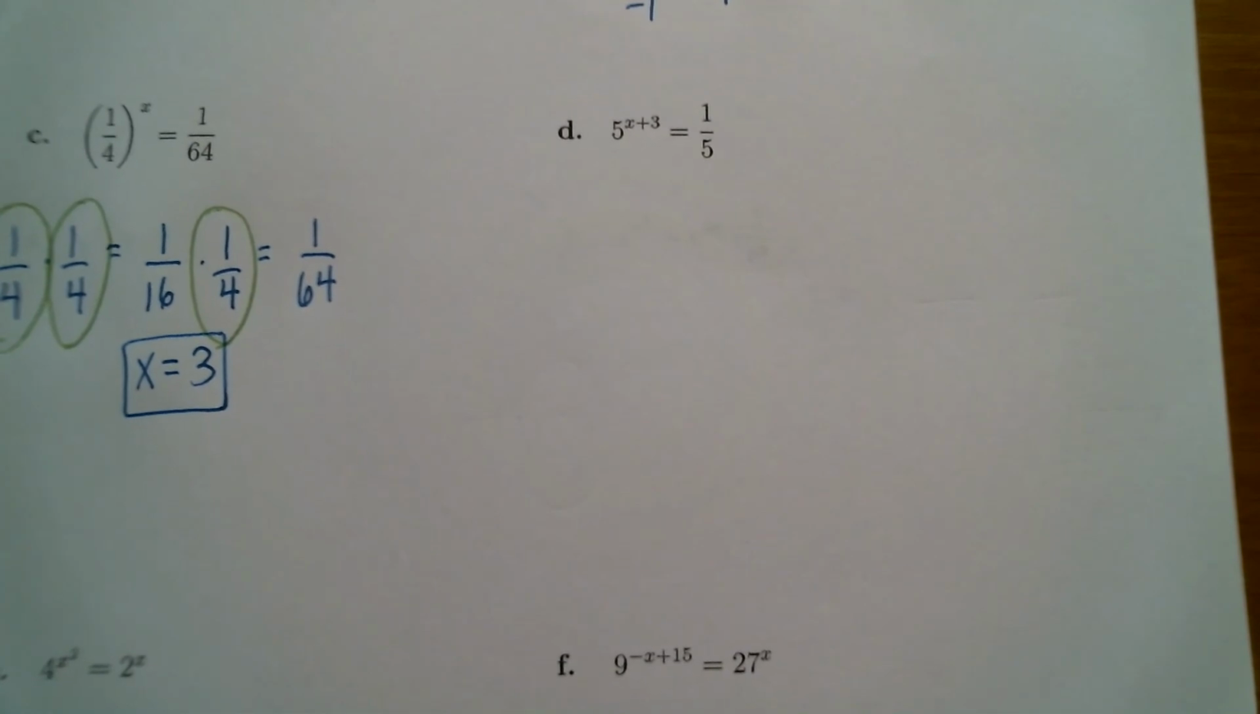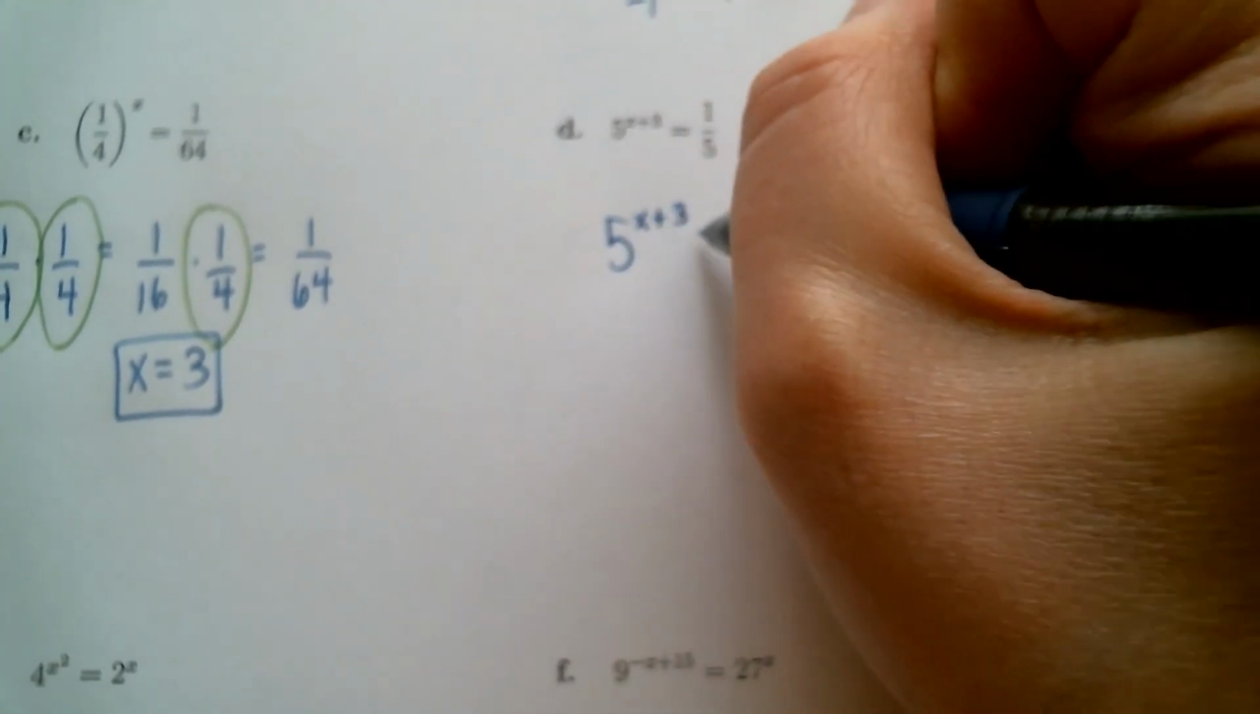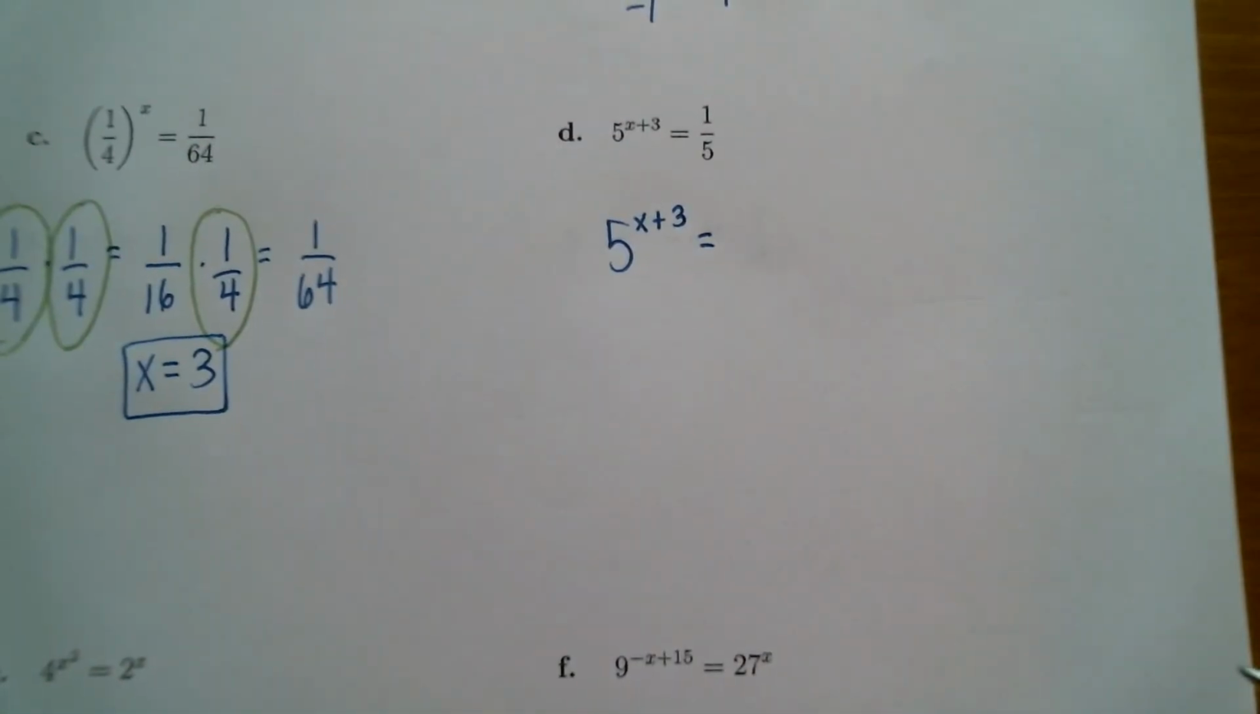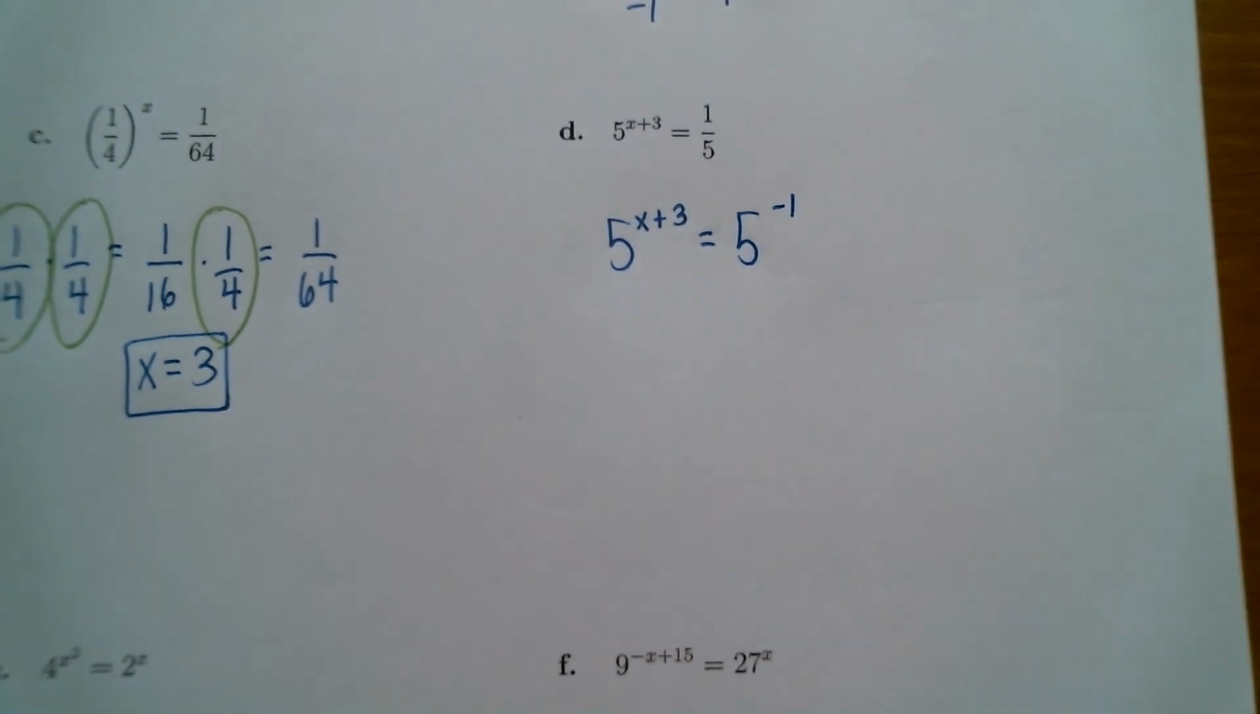Okay, so the easiest thing to do with this one, if you're like me, I'd rather work with 5 than work with 1/5. No one really cares for working with fractions. So I am going to leave the left side alone. And it's actually really easy to change 1/5 into base 5. This is 5 to the negative 1.